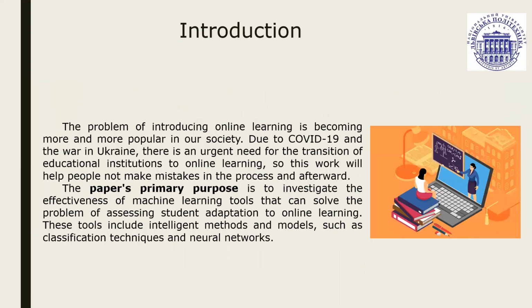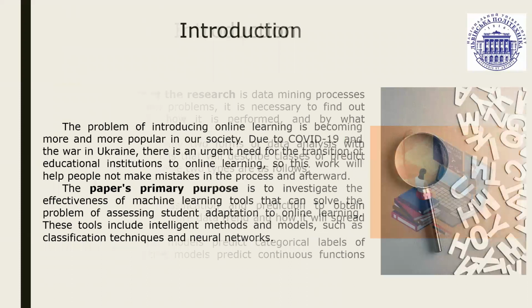The problem of introducing online learning is becoming more and more popular in our society. Due to COVID-19 and the viral rate, there is an urgent need for the transition of education institutions to online learning. So this work will help people not to make mistakes in the process and afterward. The paper's primary purpose is to investigate machine learning tools that can solve the problem of assessing student adaptation to online learning. This would include intelligent methods and models such as classification techniques and neural networks.